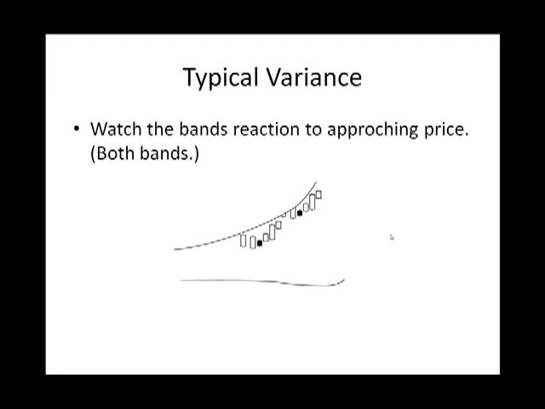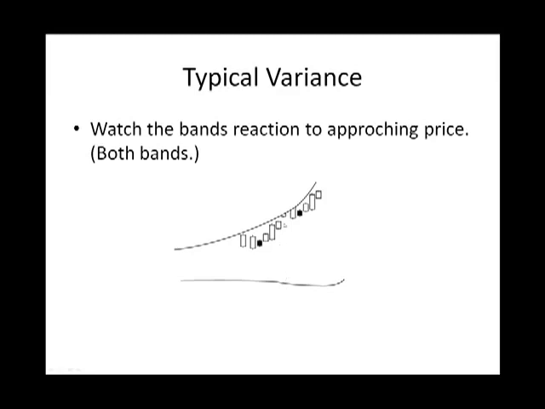Okay, here's a typical variance. Again, we want to watch both bands and the reaction to approaching price, both bands. I show you this because this is what you're going to see a lot on a chart. You're going to see the bands more apart. You can see in the earlier stages of this development, first 4 candlesticks, we had the upper band moving up with price, and the lower band was kind of flat, and around the 5th or 6th candlestick you could see the lower band began to move down.